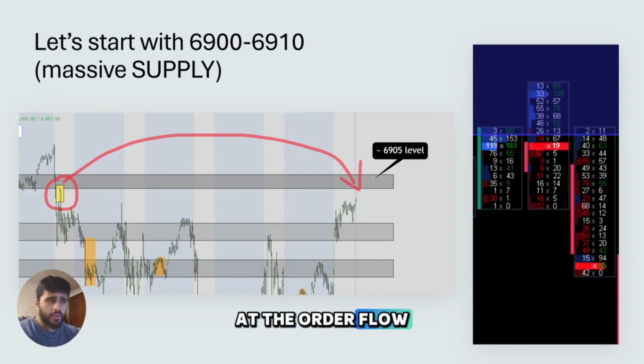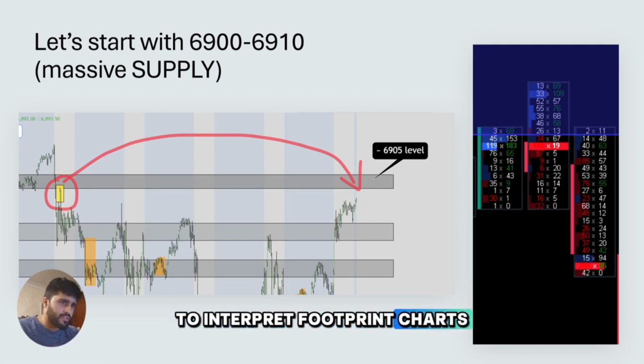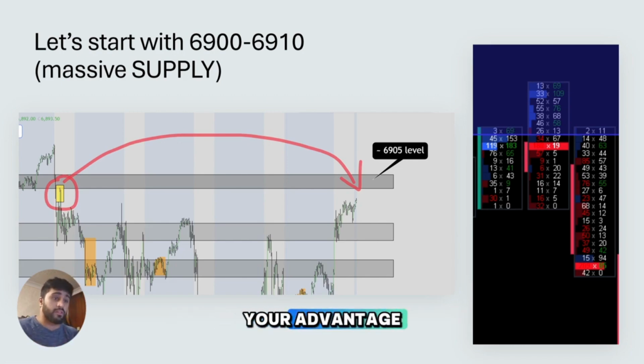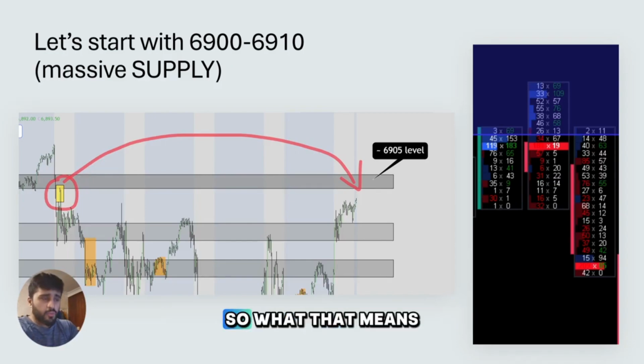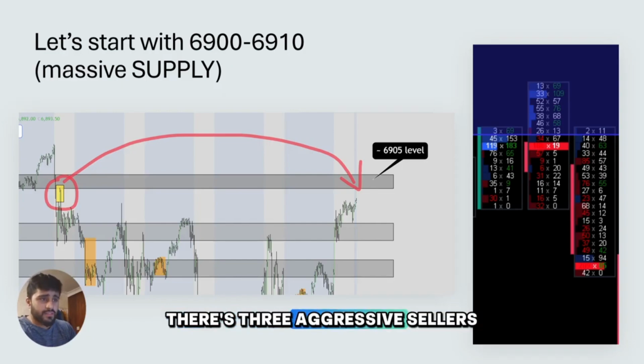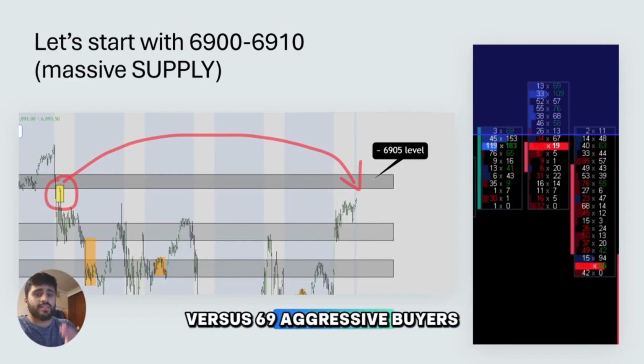So if you look at the order flow carefully, we're just looking at the 3 candles that tap in, 1, 2, and this big red candle. So let's take a look at this candle over here, right? We see 3 for 69. Now, I've made a lot of videos on how to interpret footprint charts and how to use the ATAS platform to your advantage. But what's really going on over there is you see 3 market participants hitting the bid, and you see 69 market participants hitting the ask. So what that means is there's 3 aggressive sellers versus 69 aggressive buyers.